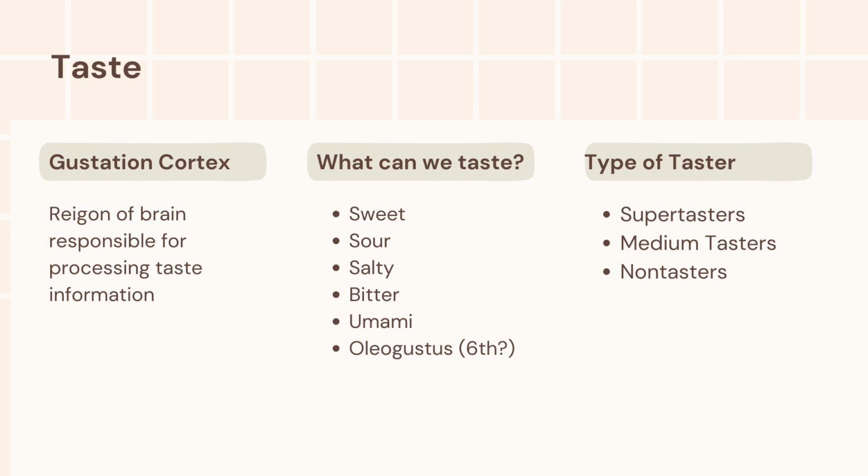Scientists think that we might have a sixth taste. Umami is the taste from cooked meats or high protein food. And the sixth taste that scientists are thinking about adding on is oleogustus.